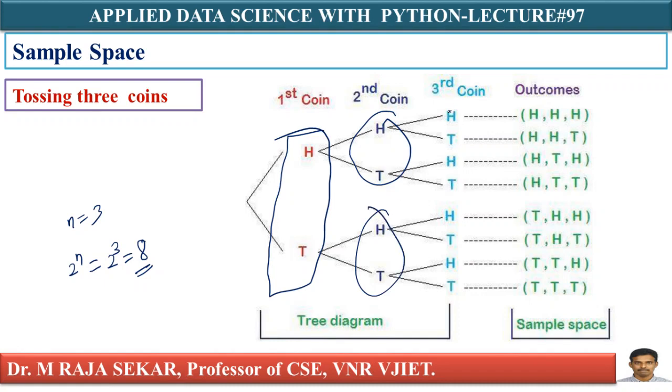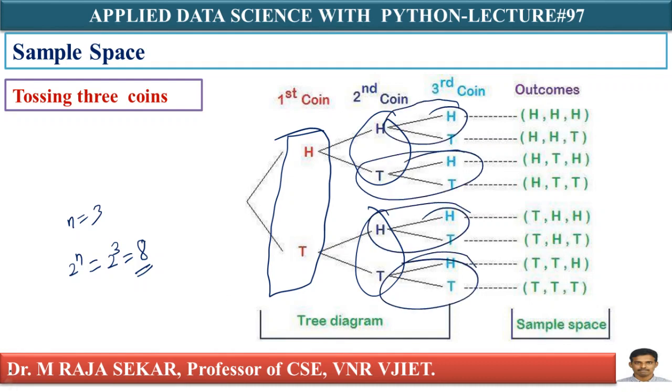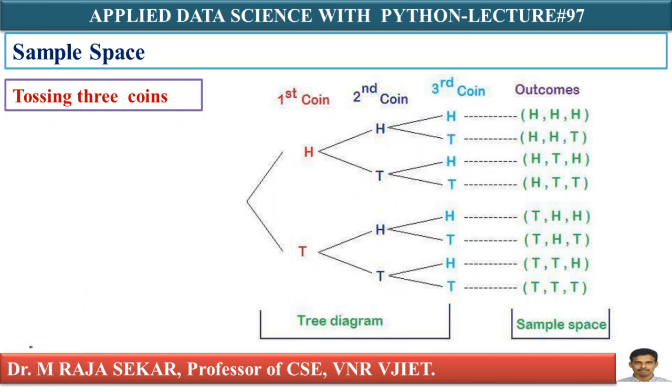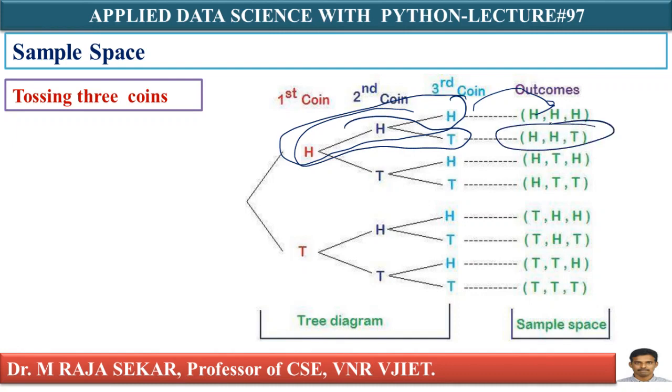The third coin will associate with these things: third coin head, tail; third coin head, tail; third coin head, tail. Therefore, this is known as a tree diagram. You might have learned it in your primary classes. This is one possibility, that is 3 Hs. Another possibility is 2 Hs and 1 T.